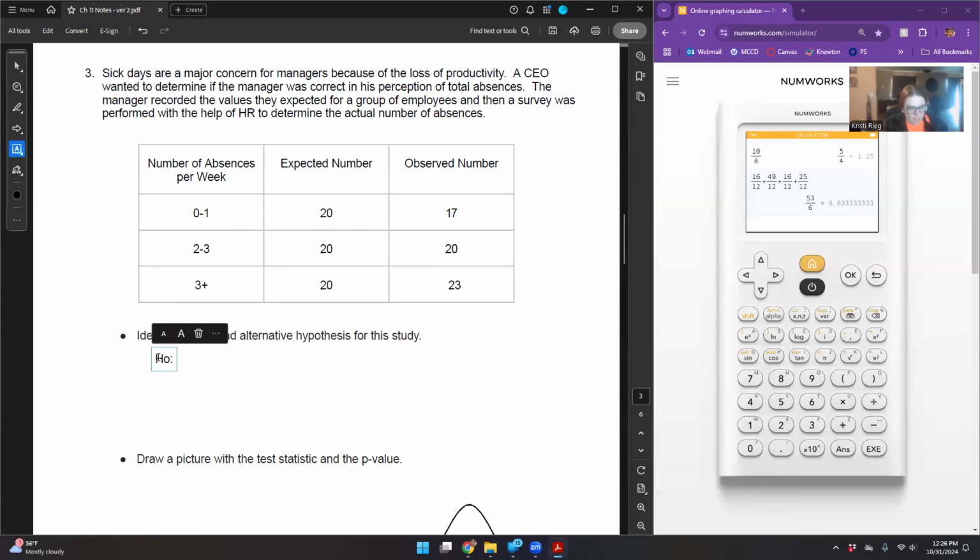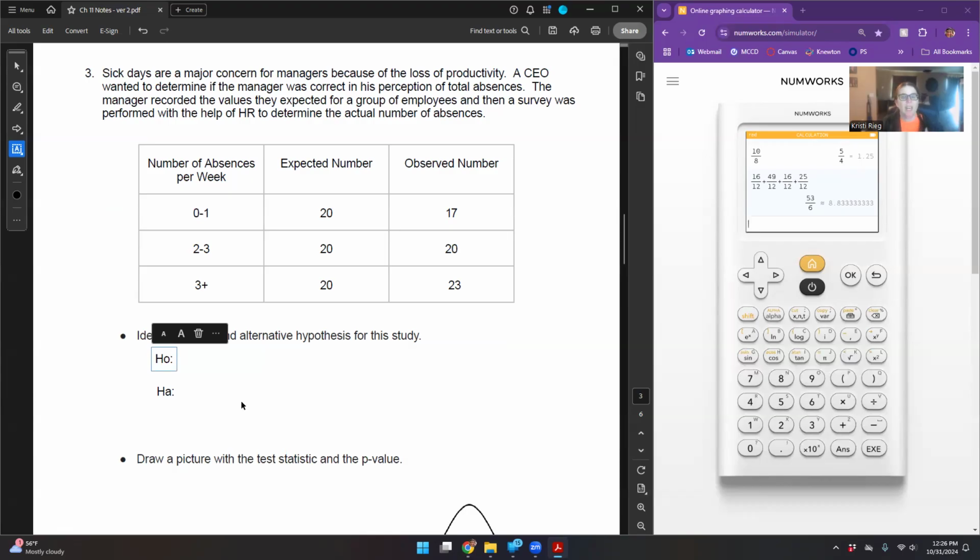Now, this one doesn't have symbols, like the last one had mu or p or whatever. This one doesn't. And so the null hypothesis is what we expect. This one says sick days are a major concern. A CEO wants to determine if the manager was correct in his perception of absences. They recorded a uniform number of absences. So this is a uniform distribution. In other words, it's all the same.